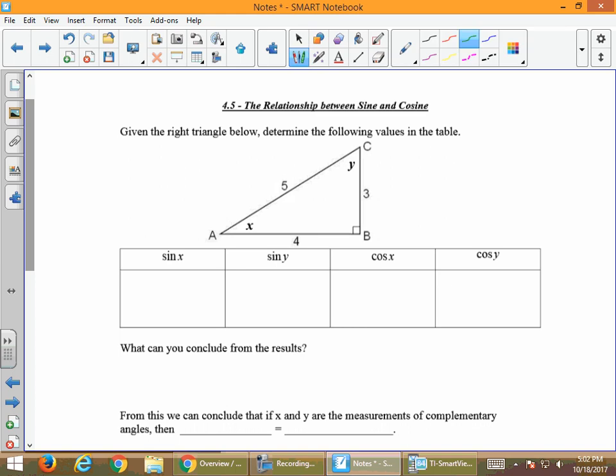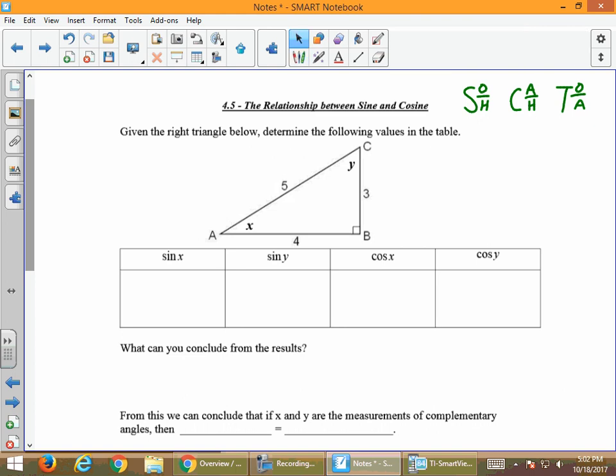But remember, when we talk about sine, cosine, tangent, we actually remember the word SOHCAHTOA, where the sine of an angle is equal to the opposite divided by the hypotenuse, the cosine of an angle is equal to the adjacent over the hypotenuse, and the tangent of an angle is equal to the opposite over the adjacent. So given the triangle below, let's determine the following values.